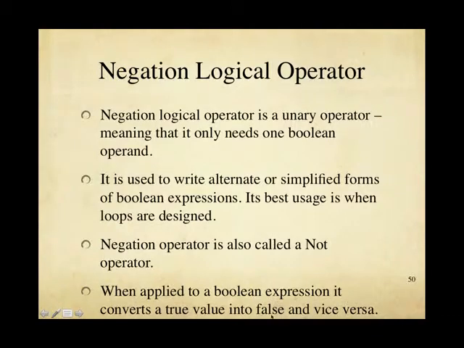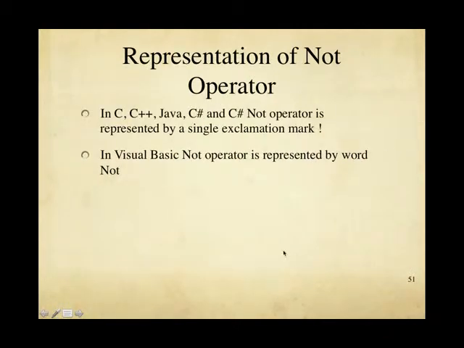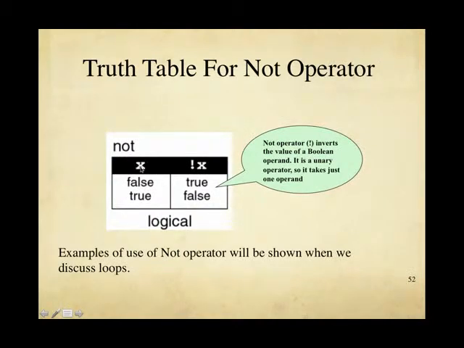And when applied to a Boolean expression, it converts a true value into false and false into true. It's represented by an exclamation mark. Some people call it bang. In Visual Basic, it's used with the word NOT. And the truth table for the NOT operator is in this slide here. If X is false, not X is true. If X is true, not X is false.